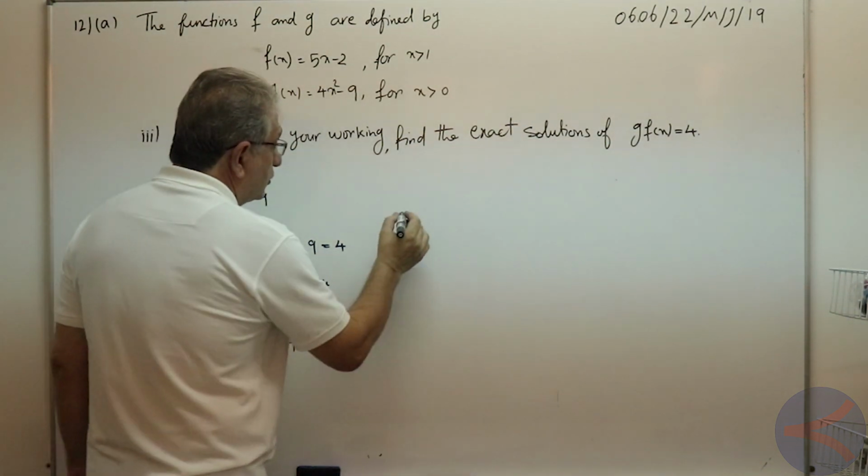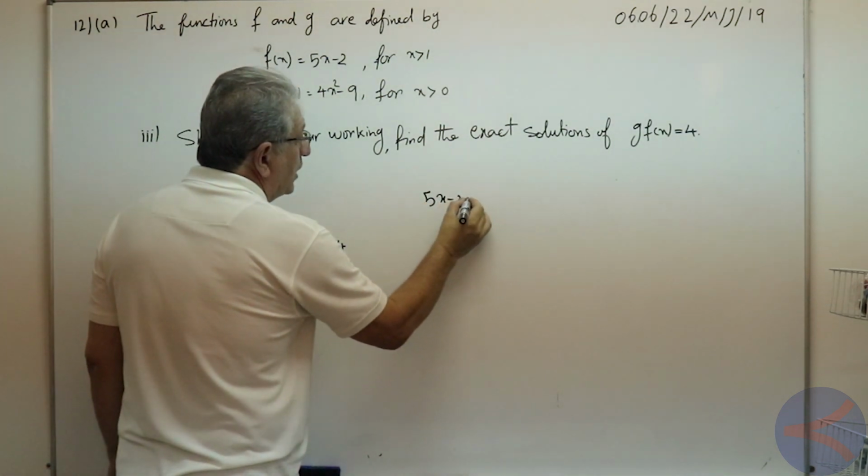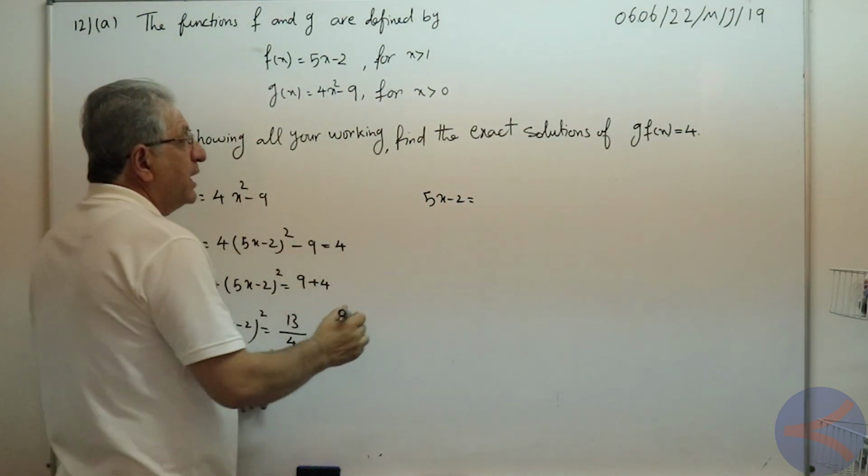Now take the square root. You are getting 5x minus 2. When taking a square root, you should remember it is plus or minus.